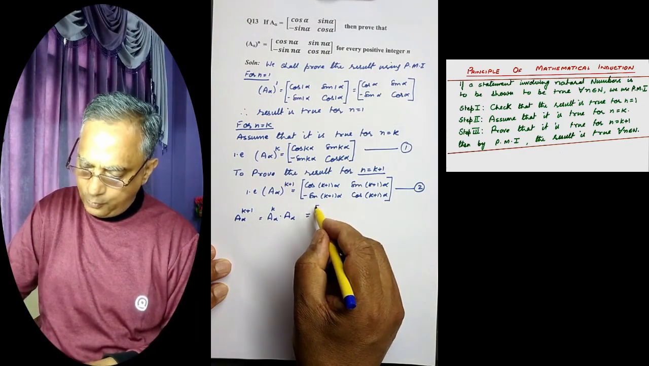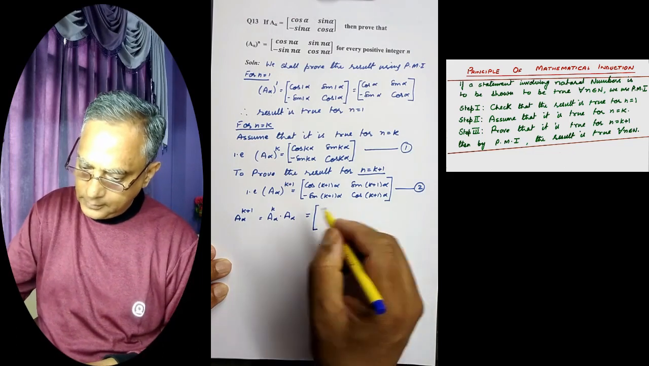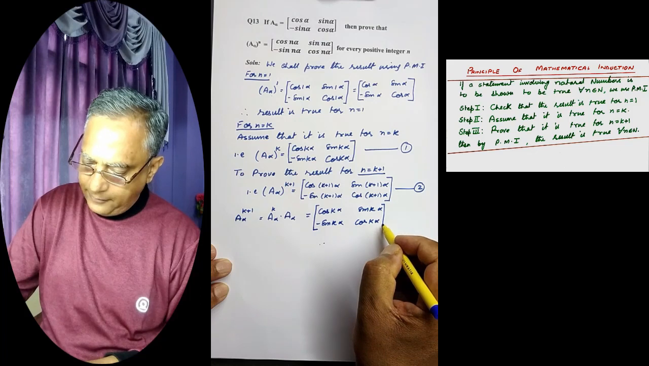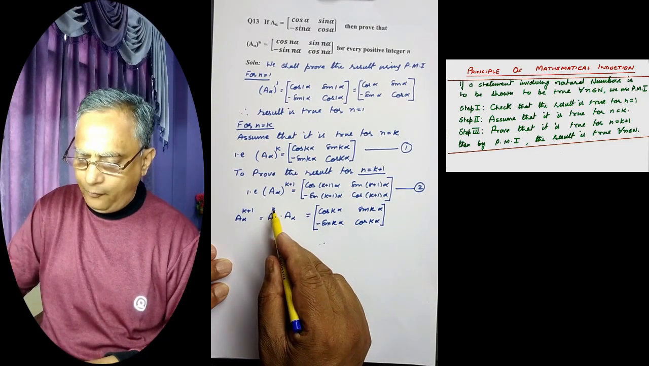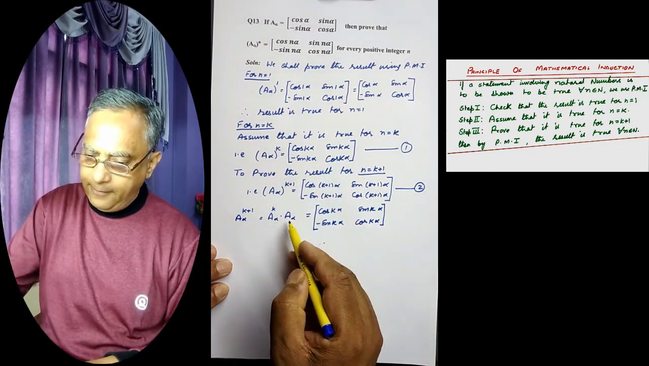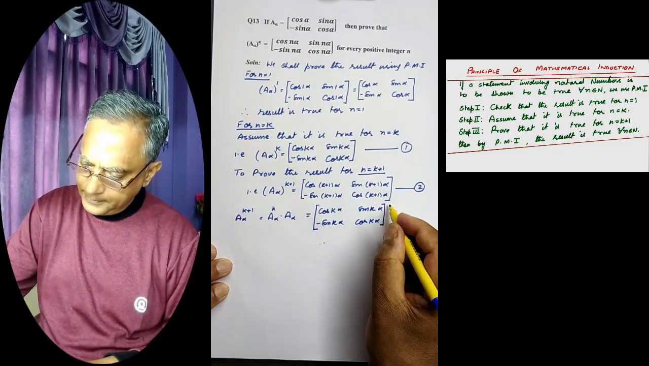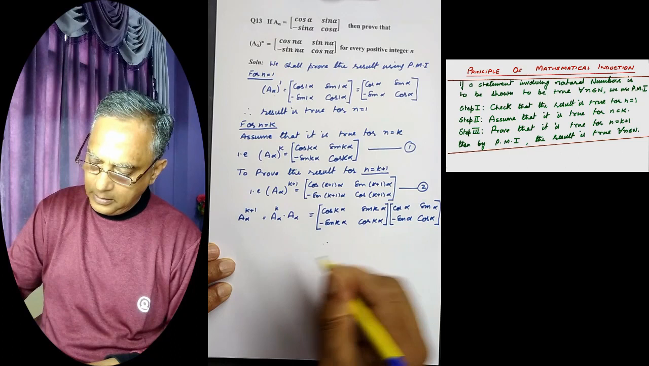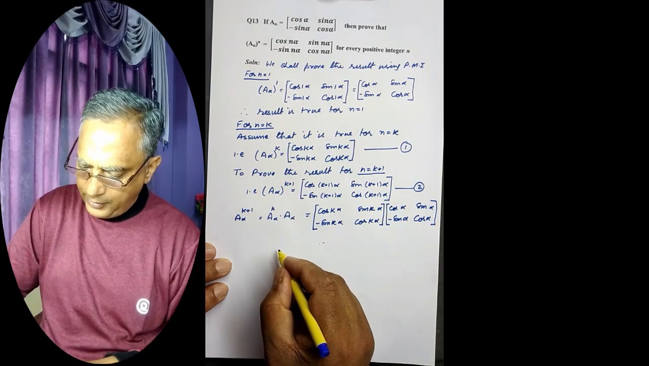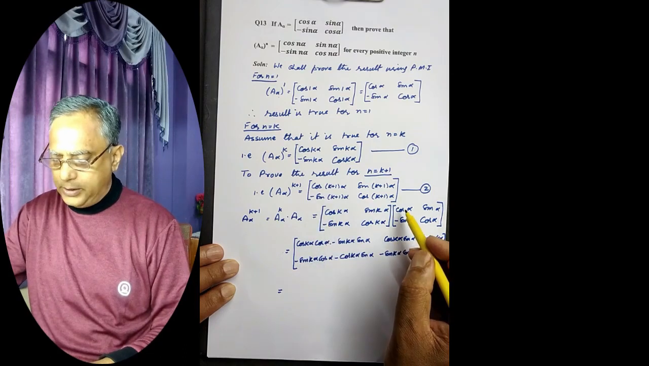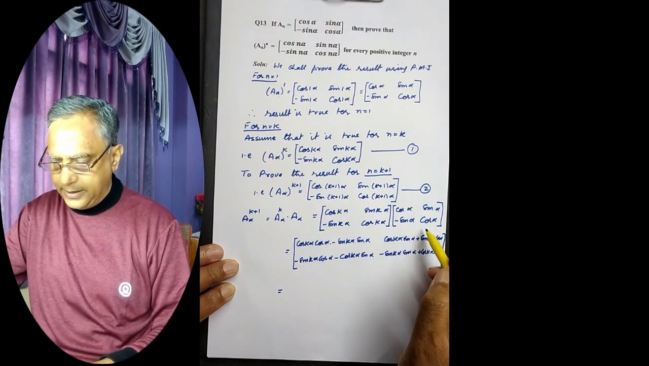This is the value of A alpha to the power of k. And A alpha is this much. Now what we do is, we will carry out this multiplication. We multiply first row with first column, first row with second column.